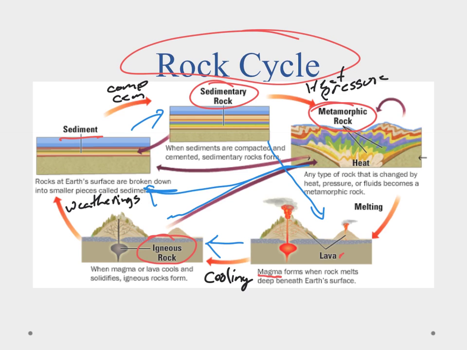There are different pathways. They go through the same processes, so they always have to melt and cool to become igneous rock. They're always going to have to be applied heat and pressure to become a metamorphic rock. And then they'll always go through weathering and erosion to form sediment, and then compaction and cementation to form sedimentary rock. So when you understand the rock cycle, you understand the origins of the different types of rocks, and we'll talk about those different types of rocks a little bit later on in this unit.